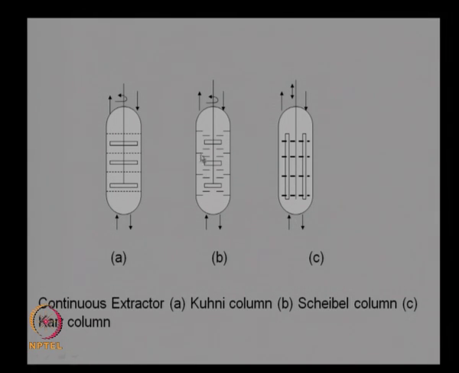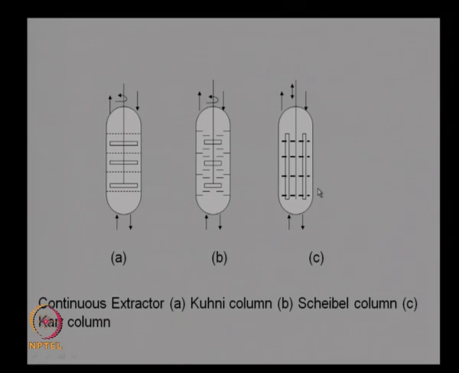The next design is called a Scheibel column. Instead of sieve plates, you are partitioning the column into several stages. Again the principle here is that you are creating several stages next to each other. So the two liquids come in intimate contact in each of the stages separately, whereas in your Cooney column you are using sieve plates, here you are using certain partition baffles to create this stage effect. The third type is called the Karr column, where the agitator moves up and down.